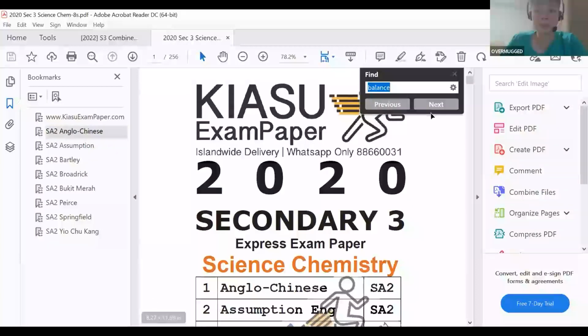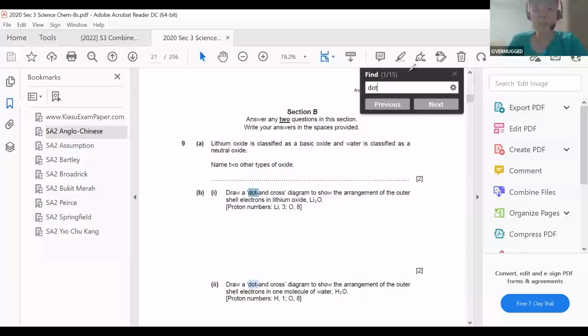So I just type dot, you see. You can see 15 finds. From 8 test papers, the word dot appears 15 times. Almost every school tests both dot and cross diagrams. This is Sec 3 end of year, right? So you can see it will confirm plus chop come out. So go and study dot and cross. Go and refer to your notes, whatever.